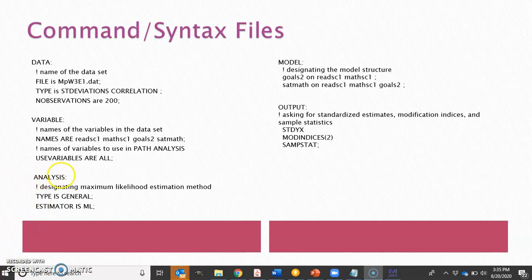Under the command ANALYSIS, you specify your estimation method and the type of analysis. In this example, the type is general. The estimation method is maximum likelihood. Both are default values. Under the command MODEL is where you specify your model structure. This is why I always ask you to write your structural equations.